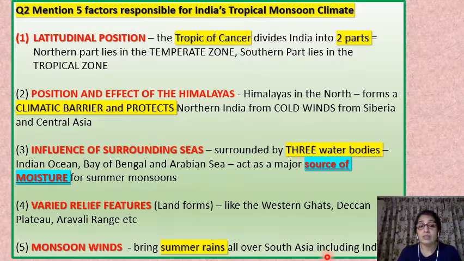So if you're asked, what are the factors responsible for this tropical monsoon season in India? 2 things you should remember: Himalayas in the north as a barrier, the 3 water bodies in the south. That's done. Latitudinal position, we lie in the tropics, our relief features, and the monsoon winds.